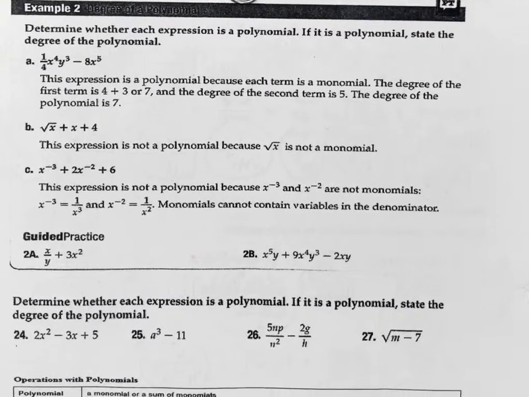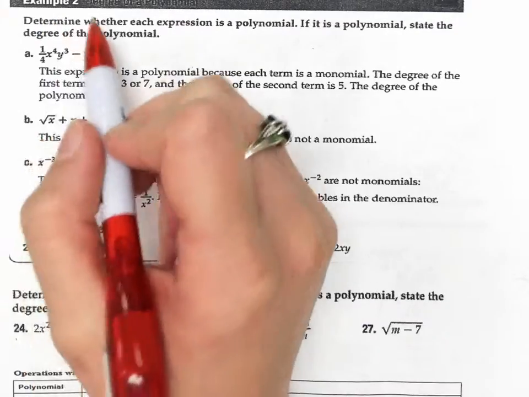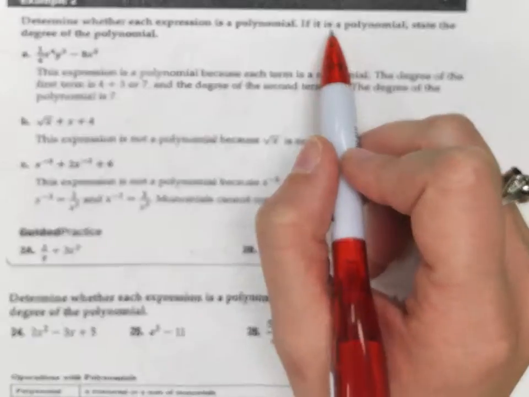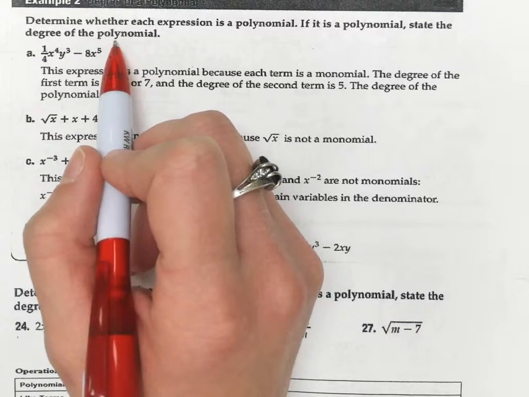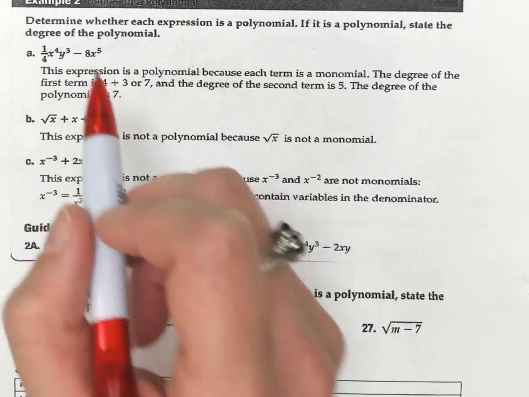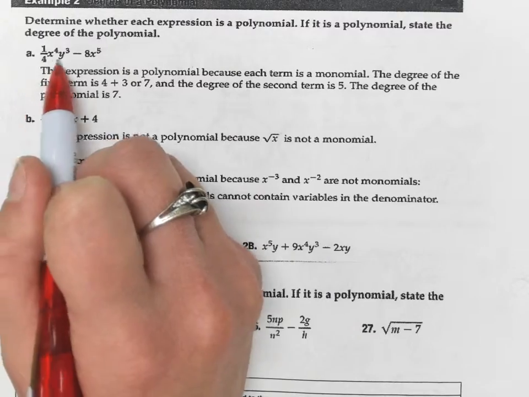So let's read over this a little bit. You ready? So it gives you an example right here. Determine whether each expression is a polynomial. If it is a polynomial, state the degree. The degree is normally the biggest exponent, but we're going to talk about this. So here we go. You see this right here?